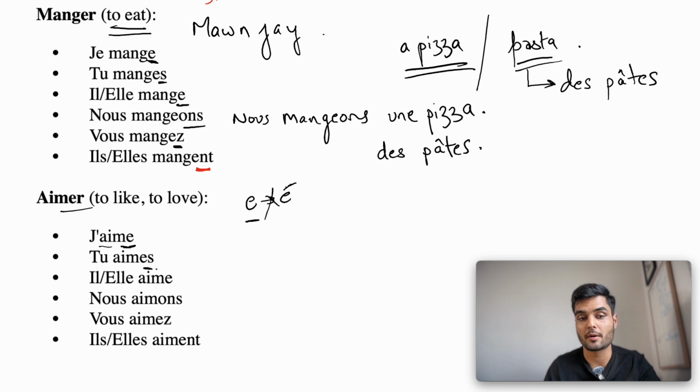Tu aimes. Il, elle aime. Nous aimons. Now over here we will have the liaison rule. Nous aimons.